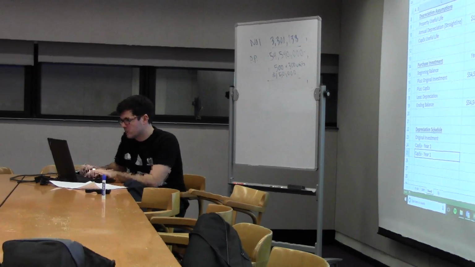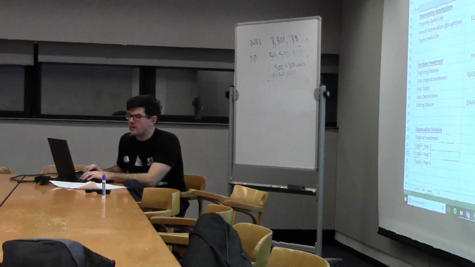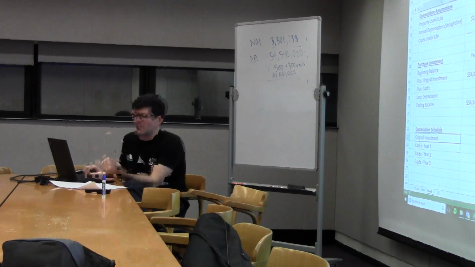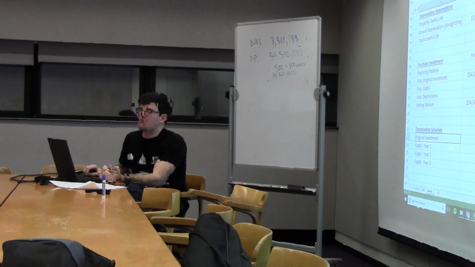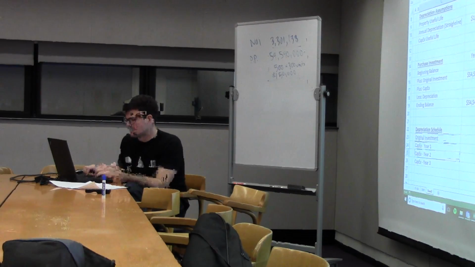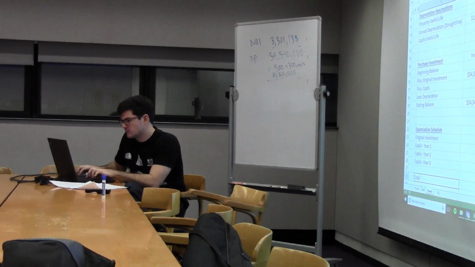Now see what I'll do here. I'll do this CapEx year 2, CapEx year 3. So as I'm going down, original investment, CapEx year 1, CapEx year 2, CapEx year 3. These are the amounts you're spending in each of the years. So total depreciation.